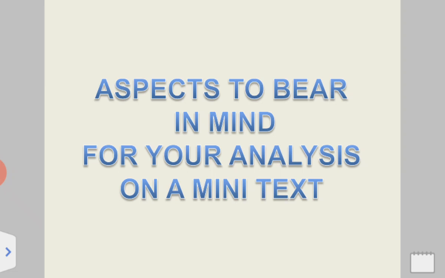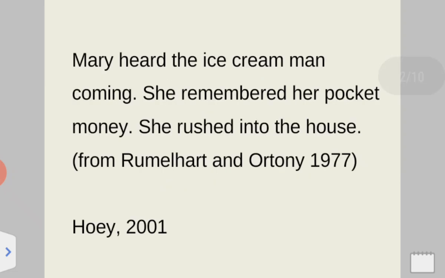So let's start with some aspects to bear in mind for your analysis on a mini text. I want to work on today's lesson with an example, okay? As you can see on your screen, this is a mini text taken from the book Rommel, Hart and Attorney in 1977, sorry, and taken from a material written by Hoey in 2001.